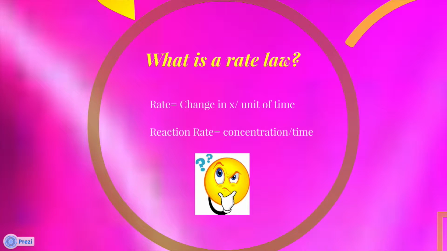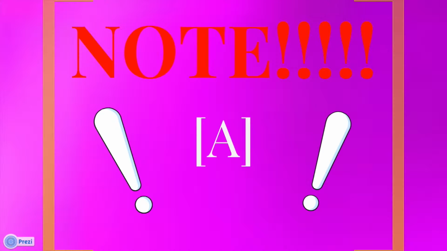So first, what is a rate law? Well, a rate is the change in X over time. So rate is the change in concentration of a reactant over time. So just think of your X as being the concentration. Remember, from this point on, concentration will be shown by the element or compound being put in brackets.